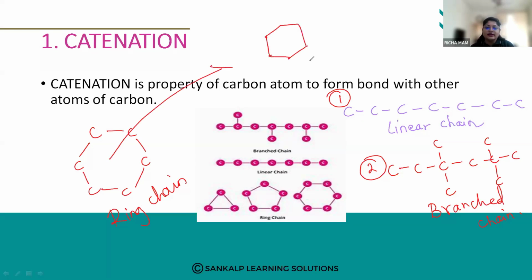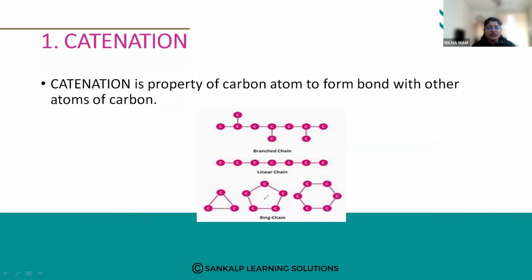This is a ring. Or else it will be like this also. So this is what it is in the form of a triangle. If it is like this, then it is a square. So these are the three types. Remember that: linear chain, branch chain, and ring chain. I hope this is clear.